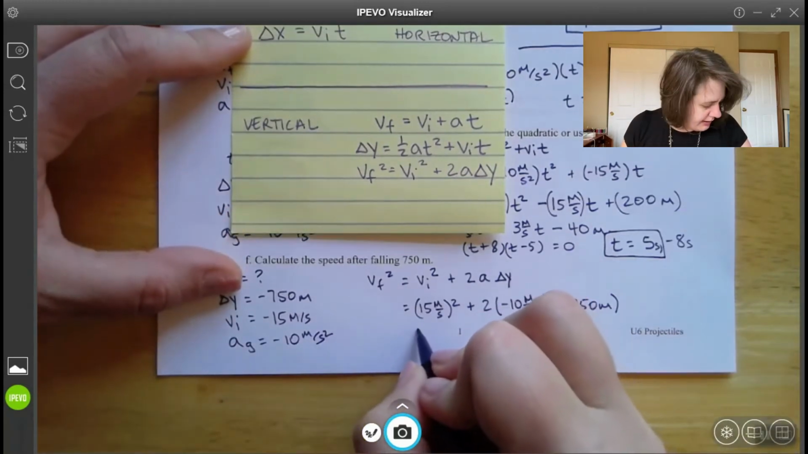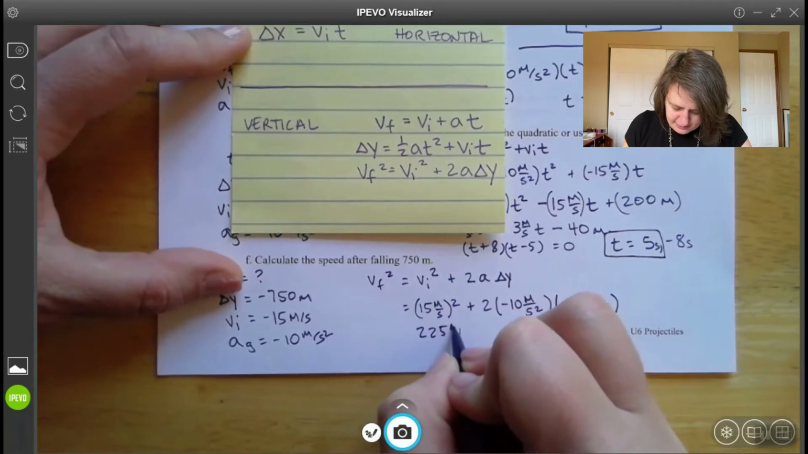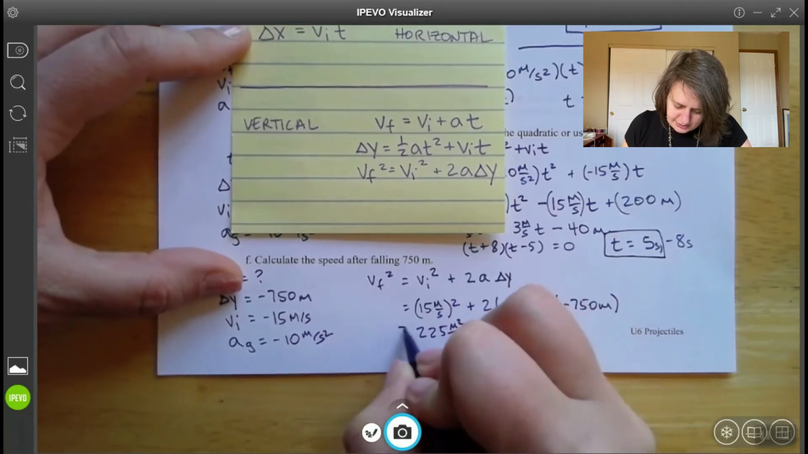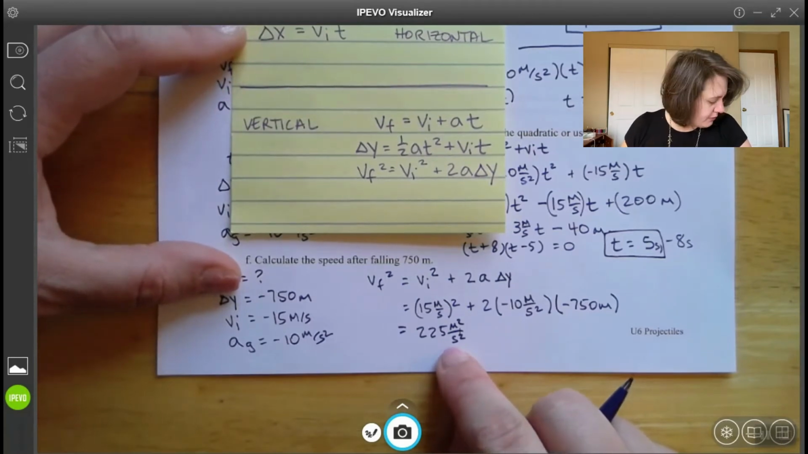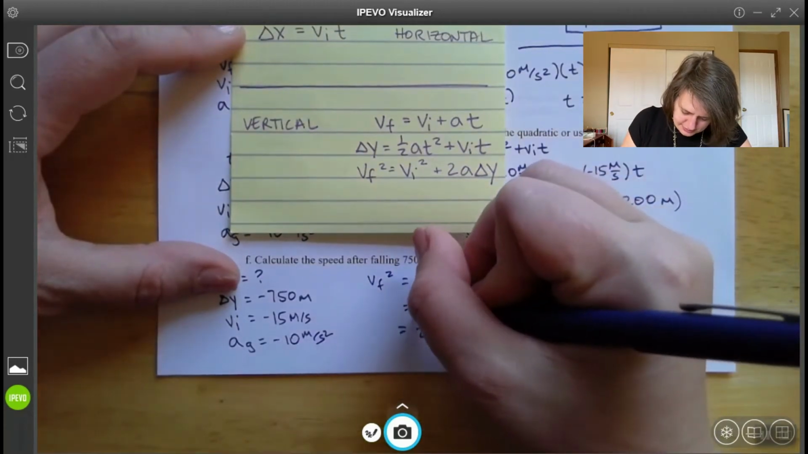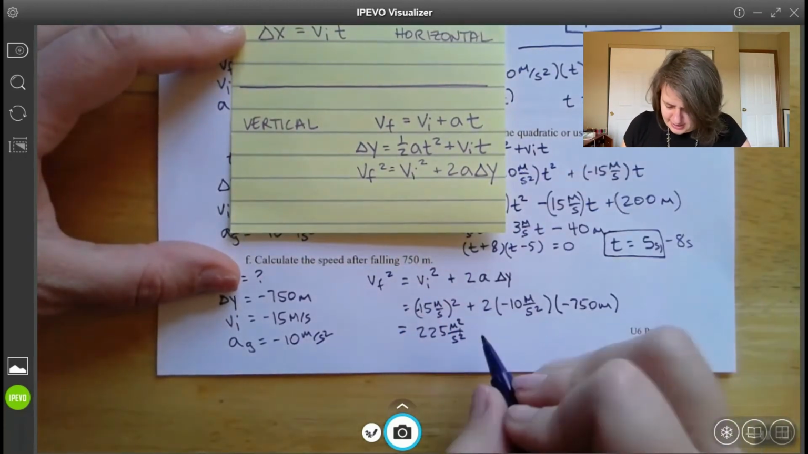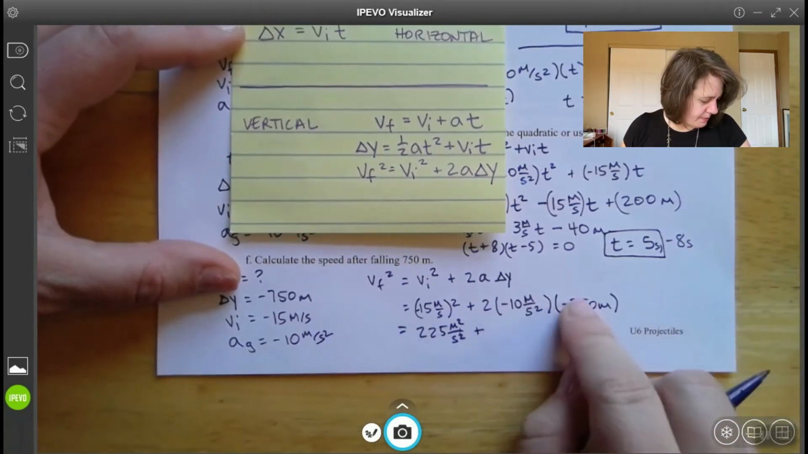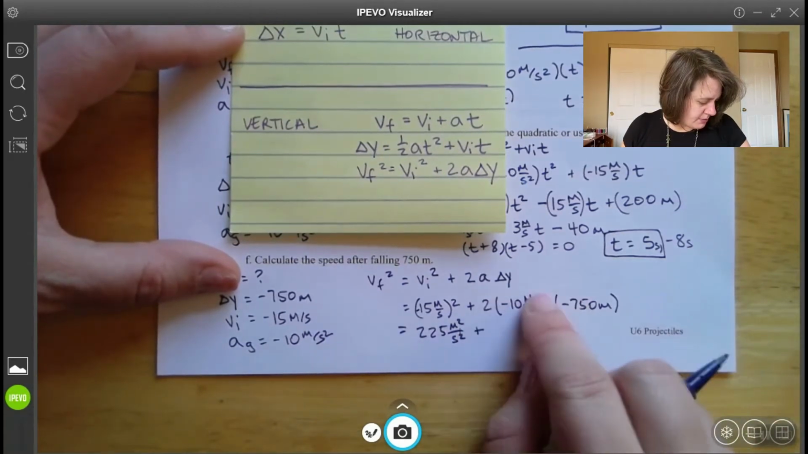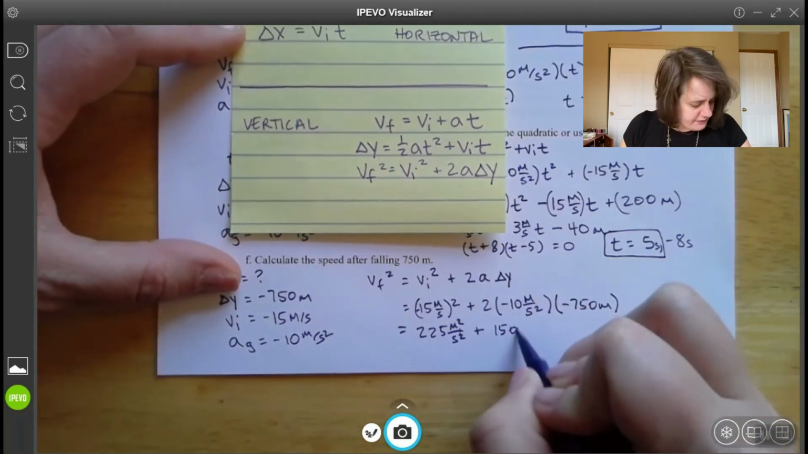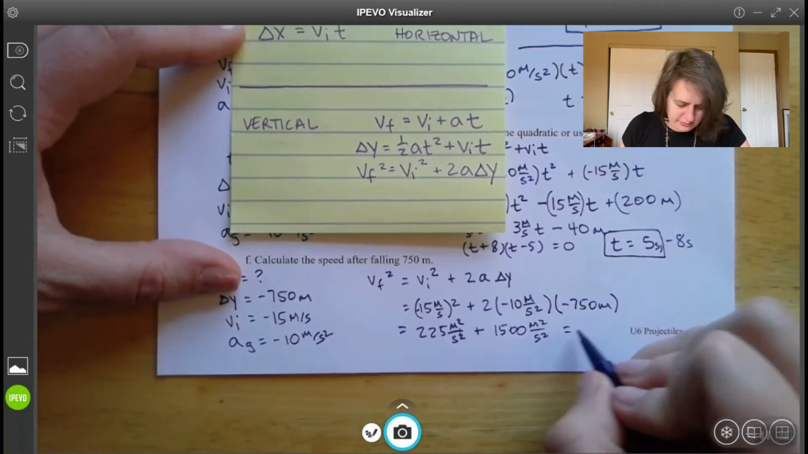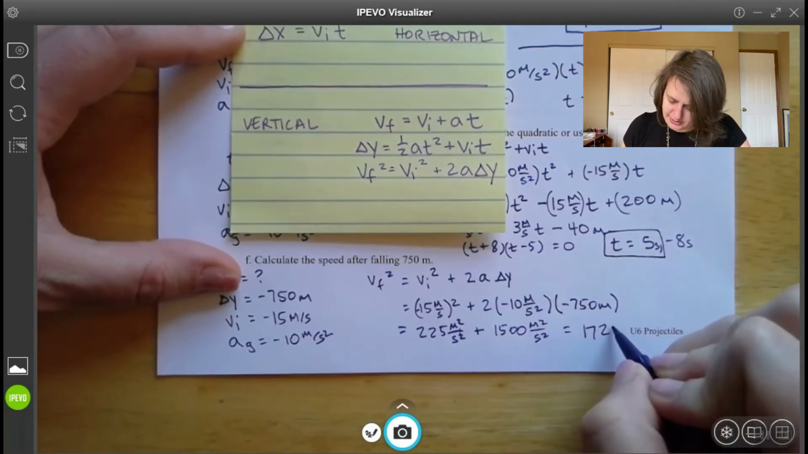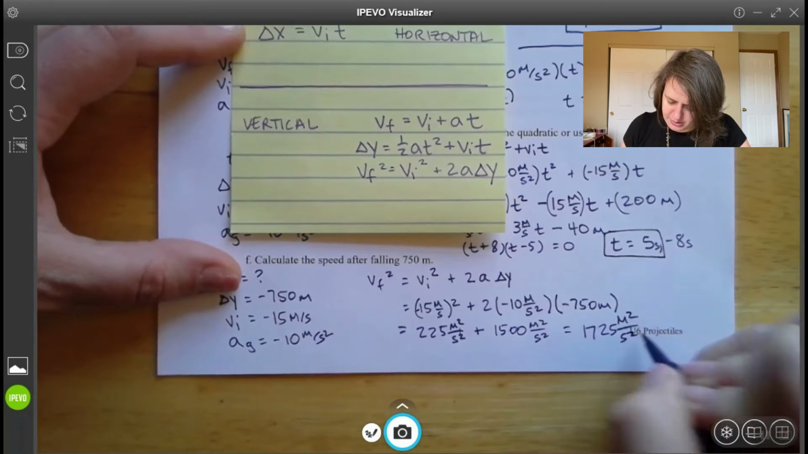So to solve for this, let's see, this first part is going to give us 225 meters squared per second squared, because this is a value that's velocity squared. So we're going to have to take the square root of this. And that's positive. Whoops, I dropped a sign. It's positive because there's a negative sign there. Plus, this part of the equation is going to give us 1,500 meters squared per second squared, for a grand total of 1,725 meters squared per second squared.